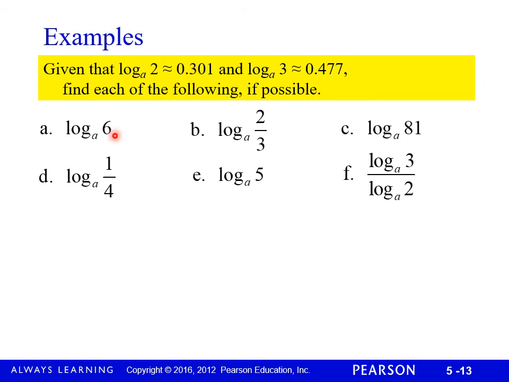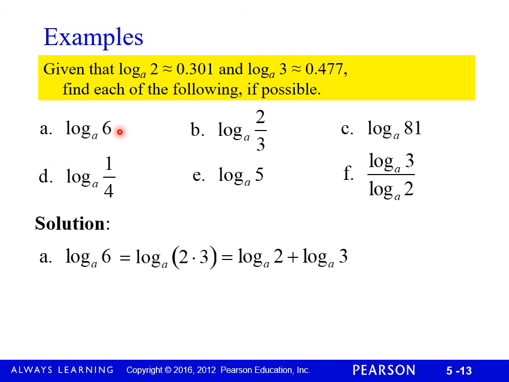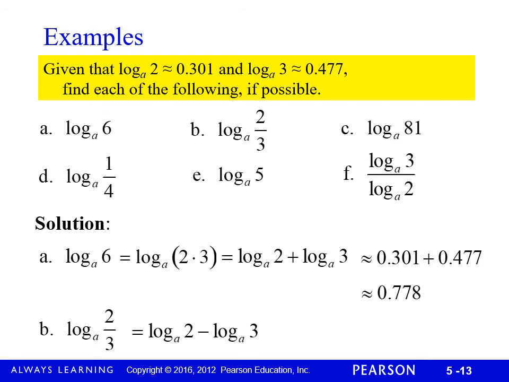Well, 6, for example, in A, 6 is equal to 2 times 3. So I can rewrite the log of 6 as the log of 2 times 3. Using the product rule, that's the log of 2 plus the log of 3. Now all I have to do is substitute in these values from my calculator, add them together, and I get the answer, which is 0.778. Okay? B is pretty simple, because it's already written in terms of 2 and 3. So I get the log of 2 minus the log of 3. I substitute in the values, and I get approximately negative 0.176.